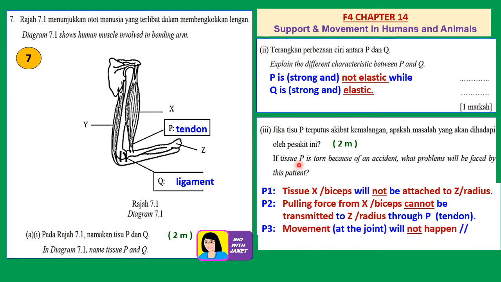Now, as a result, the movement at this joint here, the hinge joint here, will not occur, will not happen. All right. That means the arm cannot be bent, cannot move upwards, because the tendon will not be able to pull the bone anymore as it is torn. Okay, and when it's torn, it's painful, so the person cannot pull the bone up, right?